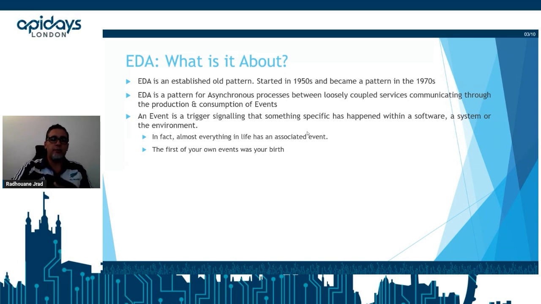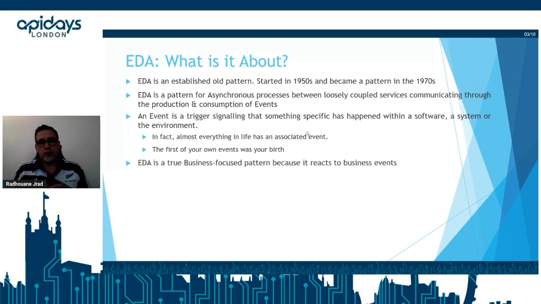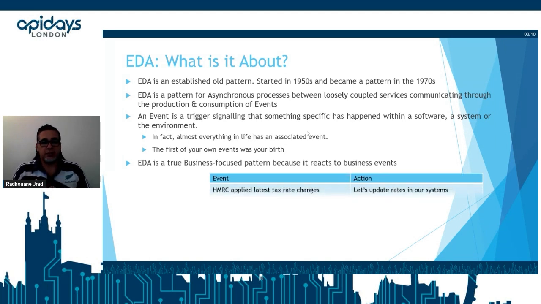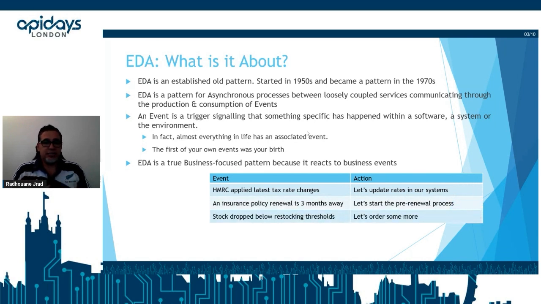That's what makes EDA more relevant, particularly in the business context. EDA is very close to the business because it reflects the events. And we can take some examples here. There is a change in the tax rates. That is an event, and it generates a need to update accounting systems and financial systems. For an insurance company, there is a policy to be renewed in 3 months' time. That triggers the start of the pre-renewal process. Stocks reaching restocking thresholds trigger orders, sometimes automatically, sometimes not. But as you can see, it is a reflection and a reaction to the business going through its normal life.